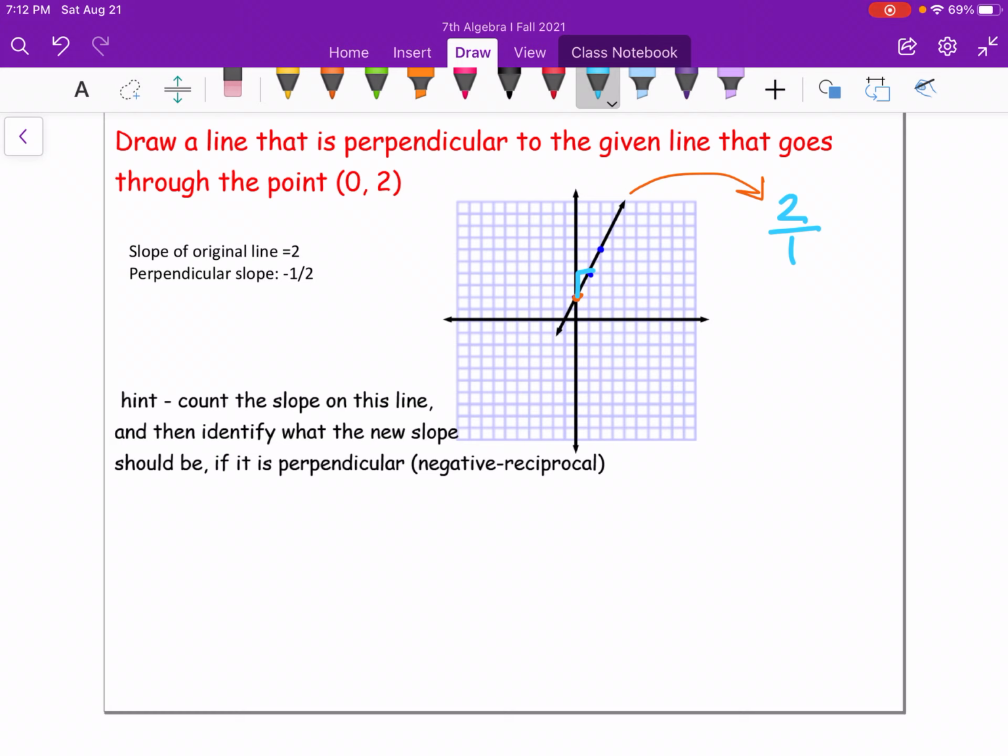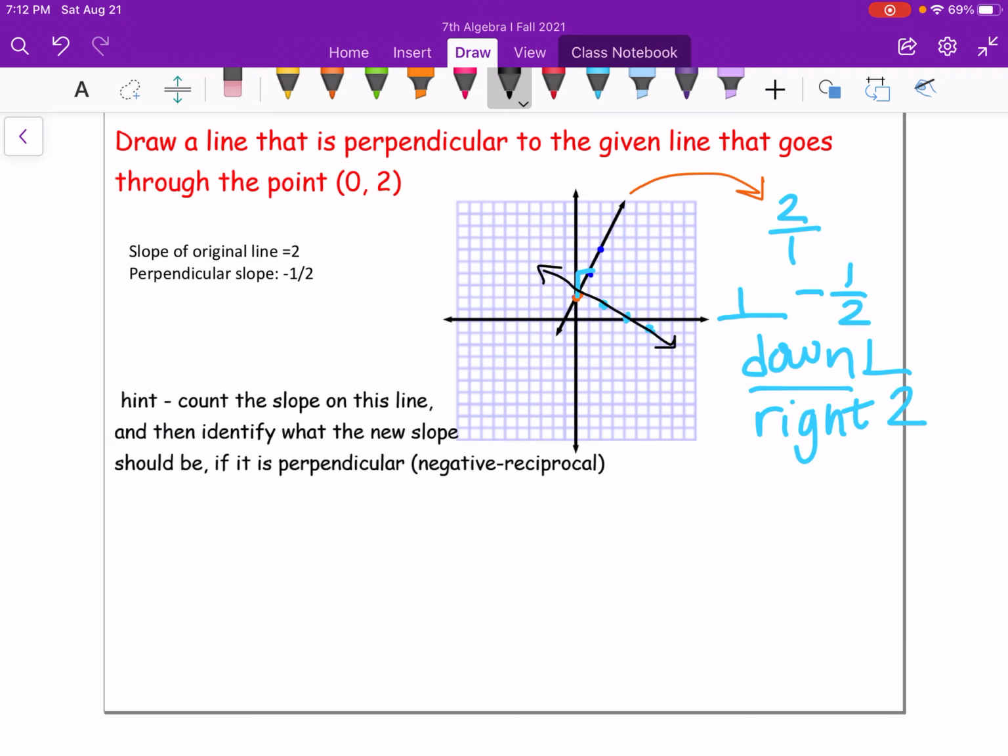So the perpendicular slope, we write perpendicular like this, like an upside down T, because it shows a 90-degree angle. Perpendicular slope would be -1/2, which means I'm going to go down 1 and right 2. So from (0, 2), I'm going to go down 1 and right 2. Down 1 and right 2. So my perpendicular line looks like this.